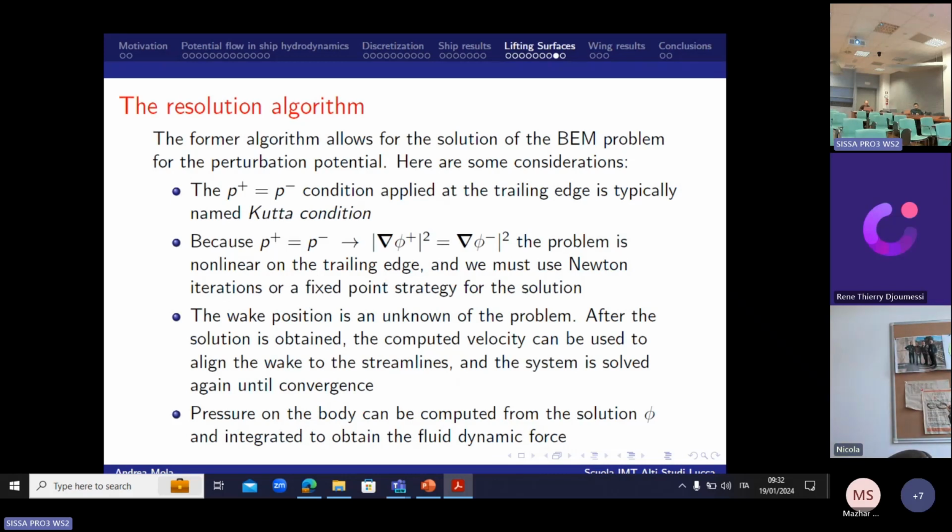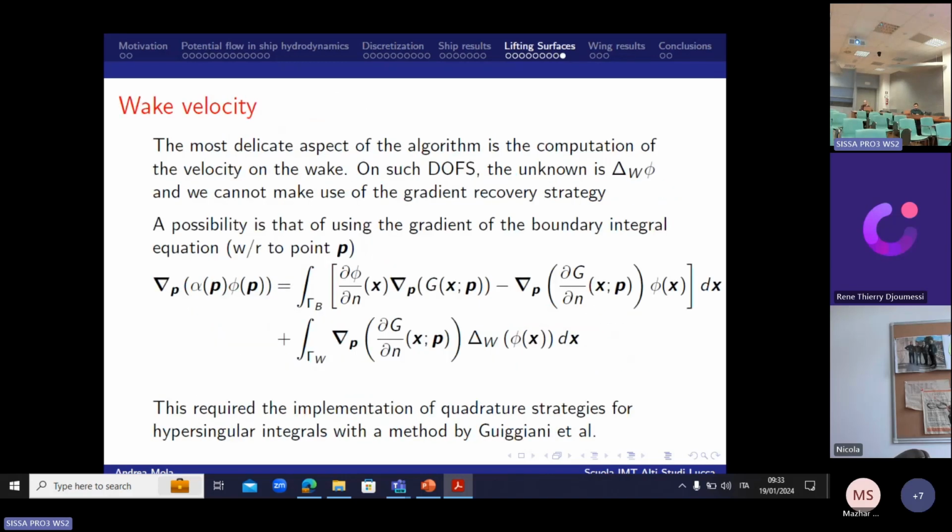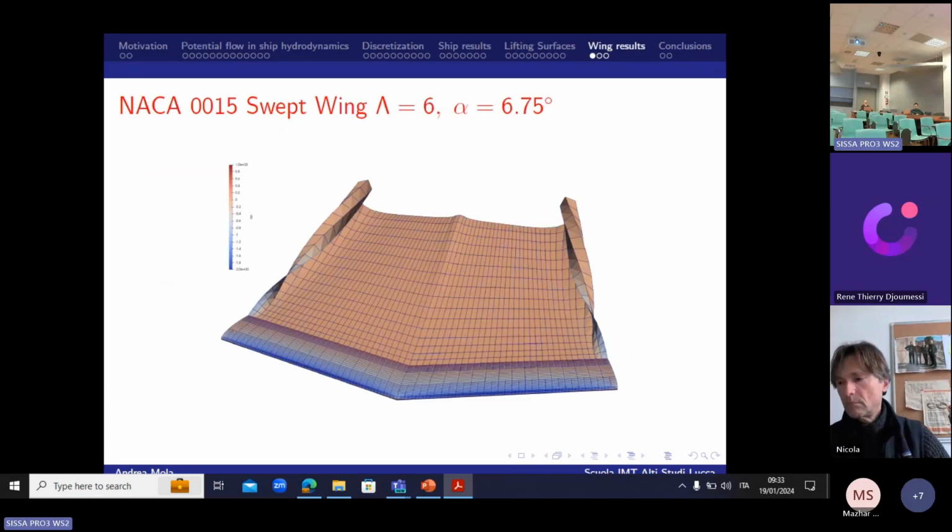This becomes again a nonlinear problem because we have to impose that the pressure is equal on the top and bottom side of the wake. The most difficult thing here is to compute the velocity on the wake, and this is what we get. So this is the final form of the wake when we run our simulation.